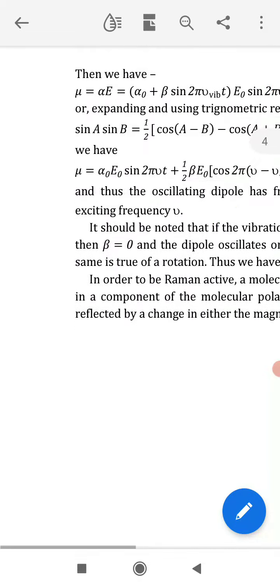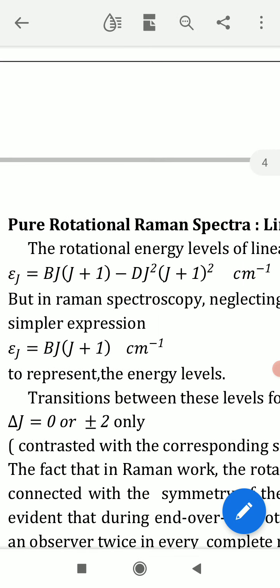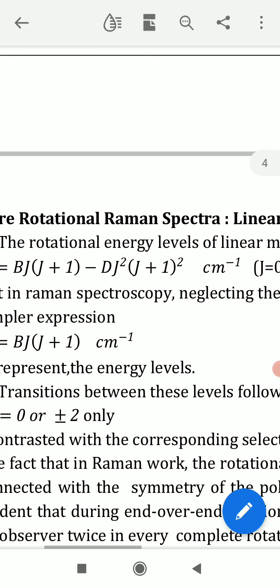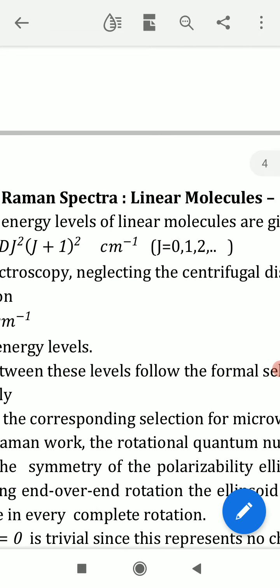Now we consider pure rotational Raman spectra. In pure rotational Raman spectra, we consider two cases. First is for linear molecules and second is for symmetric top molecules.